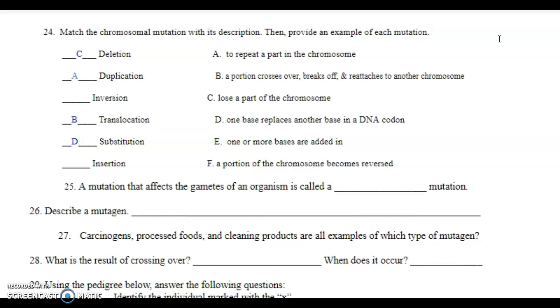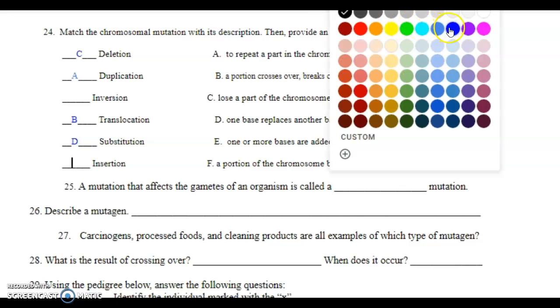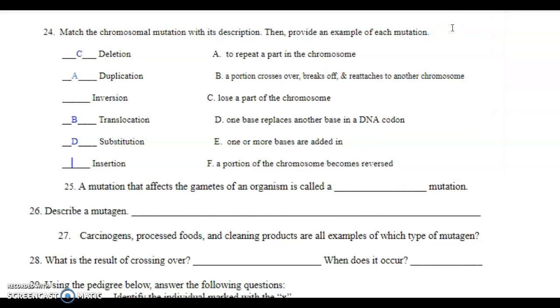E says one or more bases are added in. So if we're adding something in, we are inserting. That would be an insertion, and insertions can be dramatic because they are what we call a frame shift mutation, as is a deletion. If we delete a base, or if we insert a base, everything past that mutation is going to move. So all those bases are going to move over. That means every single codon from that point over is going to be out of line. They're going to potentially code for totally different amino acids in every place beyond that mutation.